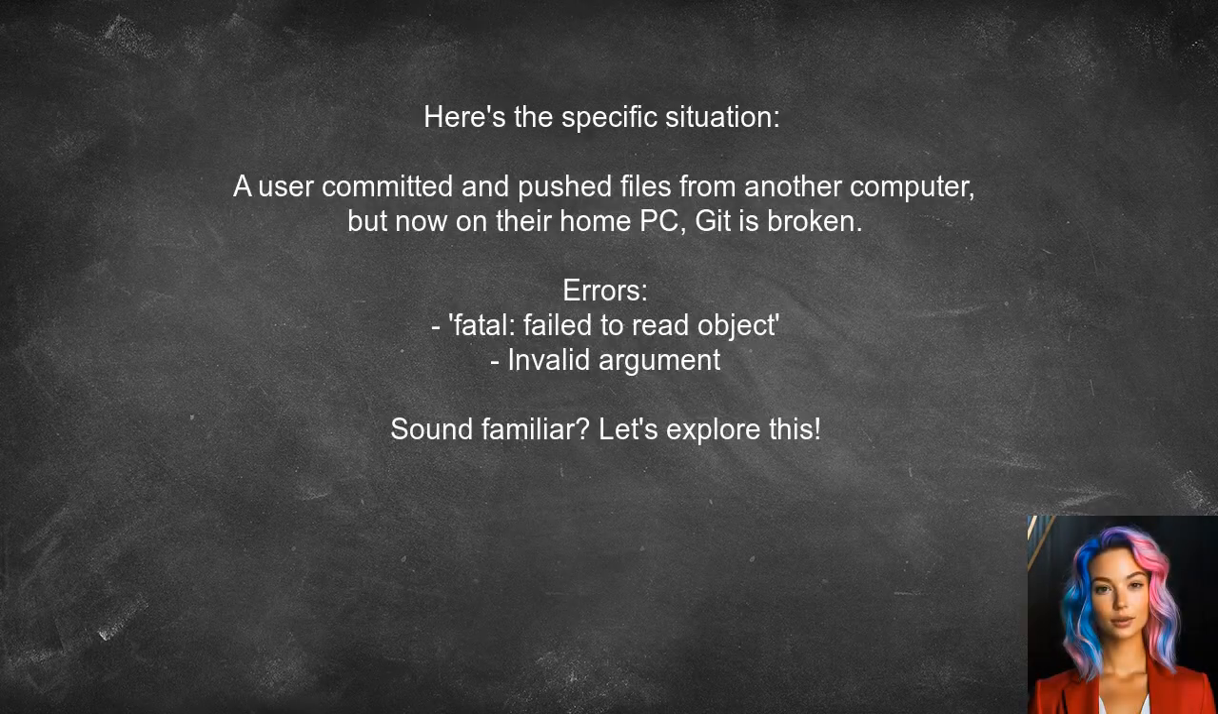Many beginners encounter this issue, and it can feel overwhelming. Let's take a closer look at the specific situation. One user recently shared their experience. They committed and pushed files from another computer, but now on their home PC, Git is broken. They received multiple errors stating failed to read object, followed by an invalid argument. Sound familiar? Let's explore this together.